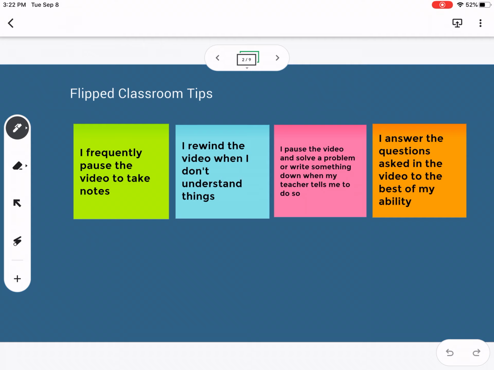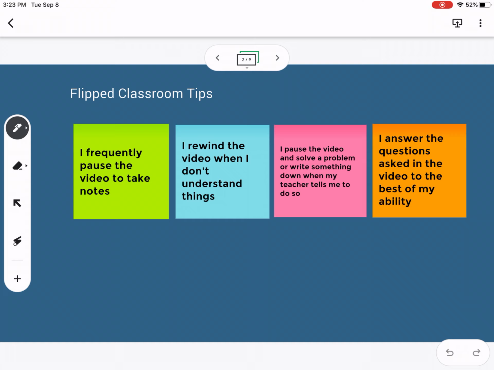When you're watching the video, I frequently pause the video to take notes. If a video is 15 minutes, it should take you longer than 15 minutes to watch this video. You should not just press play and then sit back and watch it like it's a movie. You should be engaged in this video. So you're going to pause it, take notes. The second one, I rewind the video when I don't understand things. Sometimes just hearing it a second time, it will sink in the second or third time you watch it. So rewind a segment or a problem.